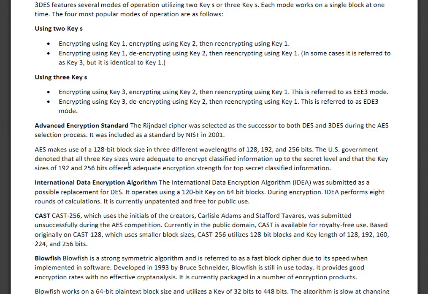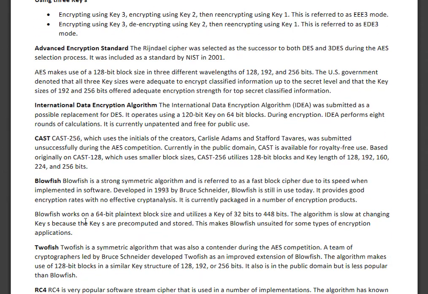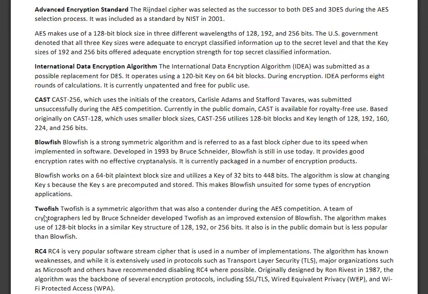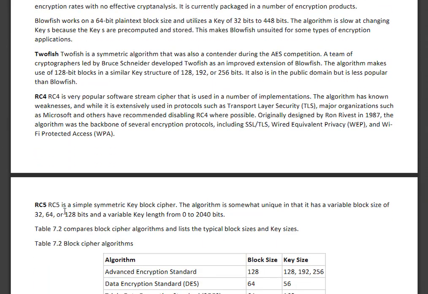Note that all 3 key sizes are adequate to encrypt classified information up to the secret level. However, the 192 and 256-bit offered encryption strength for top secret information. Also used is IDEA, International Data Encryption Algorithm. It uses a 128-bit key based on 64-bit blocks. There's also CAST 256, Blowfish, Twofish, and RC5. These are all block ciphers. RC4 is a stream cipher.